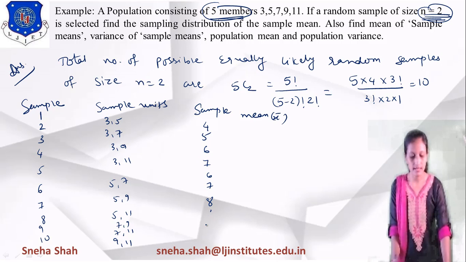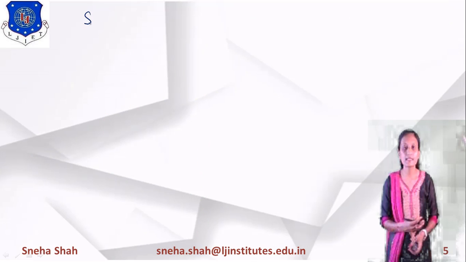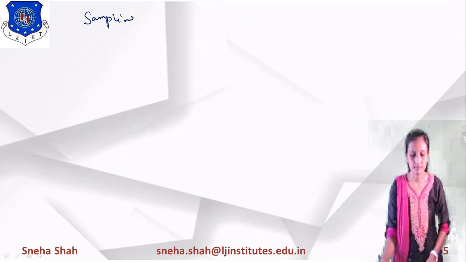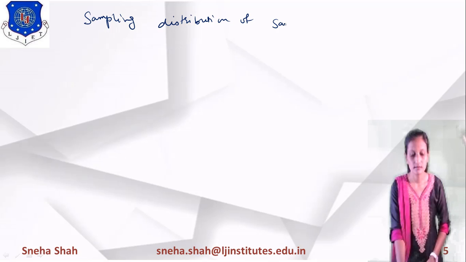Right. Now we have defined the sample mean. From this, we are defining its distribution. So what will be the distribution of it? So the sampling distribution of the sample mean x bar is x bar equals to x and its frequency f.